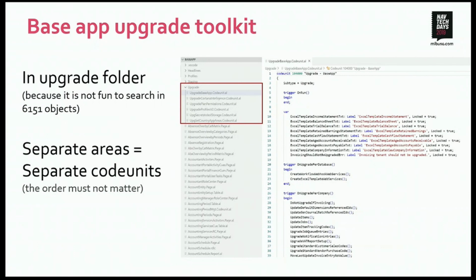And the rule that we are following is that if you have a separate area, we are introducing a separate code unit so it's easier to read. The order of the execution of these code units must not matter. That's the only criteria. Otherwise, we are putting it into the same code unit. The main upgrade code unit is upgrade base app, so that's where the most logic is going to happen. On Prem, you can open this one and customize it. In SaaS, we are the ones that are owning it. And if you need anything, we will have to introduce events.